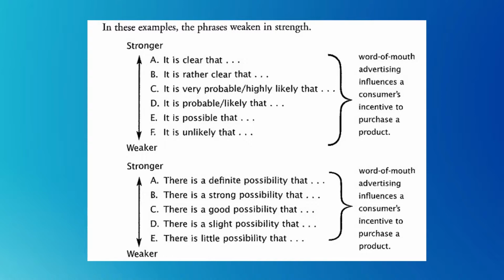Another way of moderating or qualifying claims is using phrases or verb phrases, as you can see in the following examples. In these examples, the phrases weaken the strength of the claim.